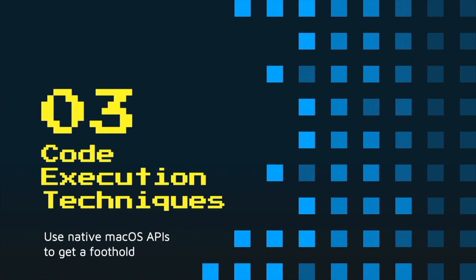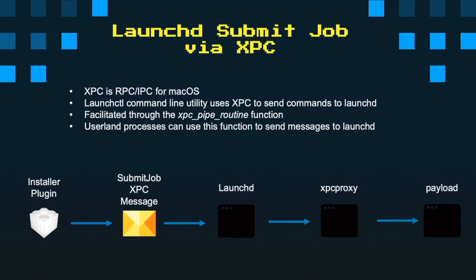So now that I've talked about the installer plugin internals, I'll talk about two different techniques that you can use to execute code and kind of get out of that temporary XPC service. So the first is using something called XPC. And so XPC is essentially remote procedure calls on macOS. And so in Jonathan Levin's course, he talked about a lot of the services on macOS use XPC in the background. And so one of the command line utilities, launchctl, actually uses XPC to talk to launch daemon or launchd.